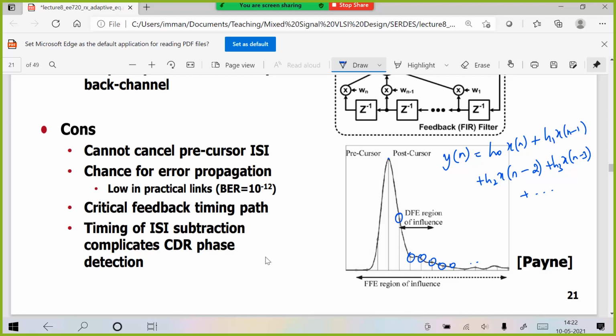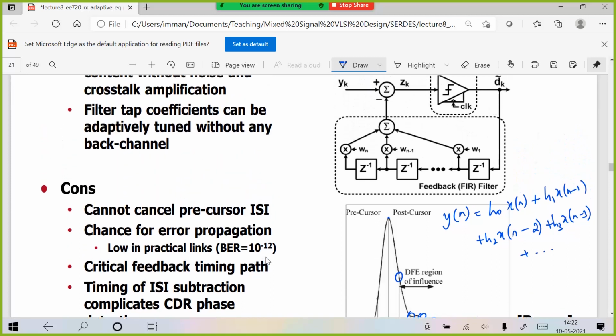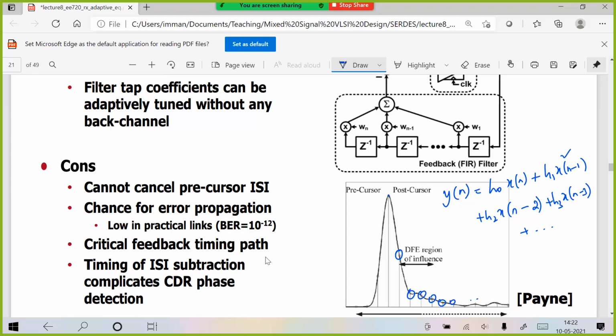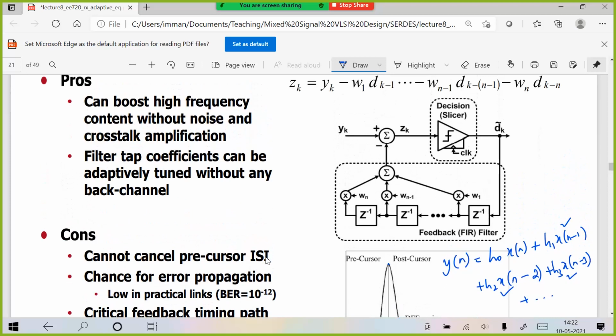So h1 into x of n, where x is nothing but your digital bit, whether it's a 1 or minus 1. Same way h2 into 1 or minus 1, h3 into 1 or minus 1. Now from the perspective of your receiver, you already know what is x of n minus 1, x of n minus 2, and x of n minus 3, because you have already taken the decision, and it is propagating through this chain of delays.